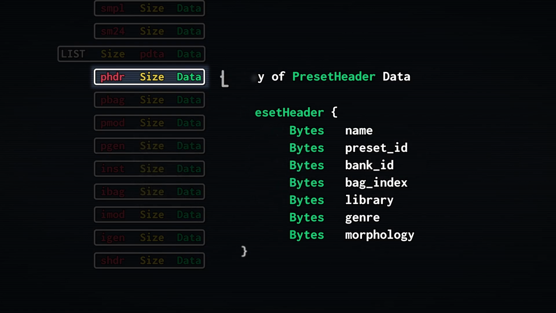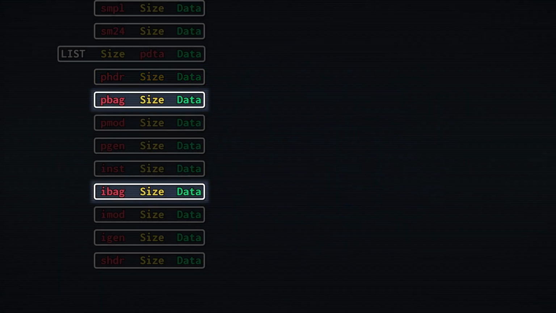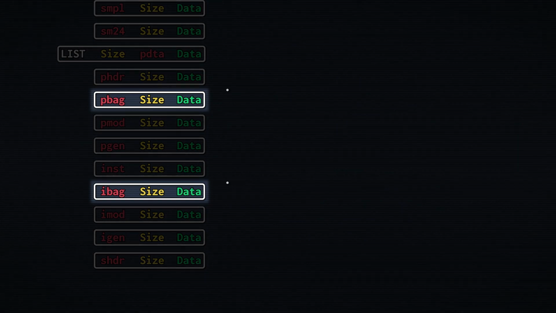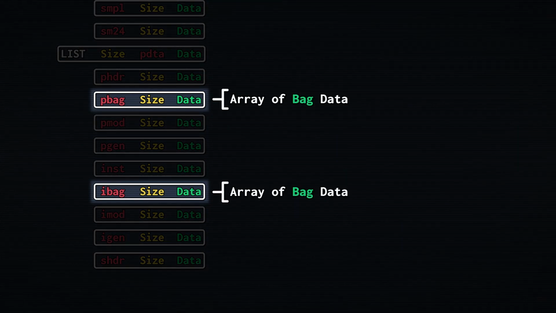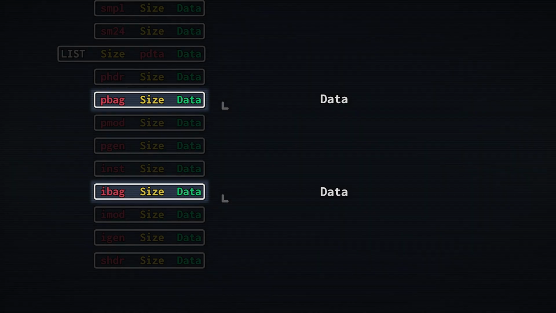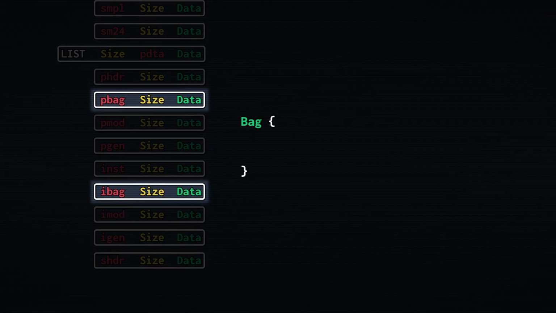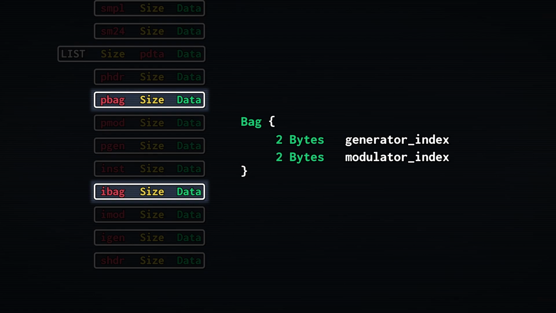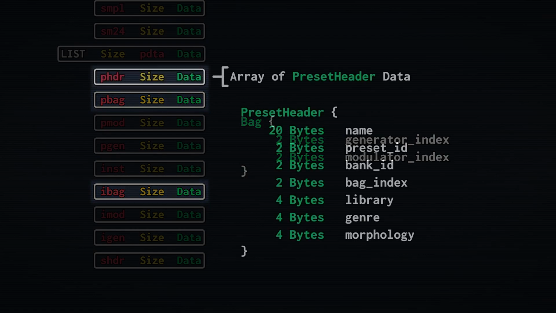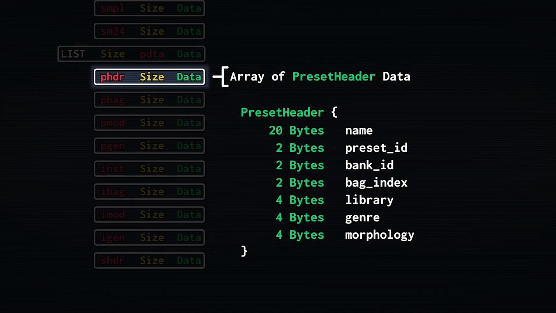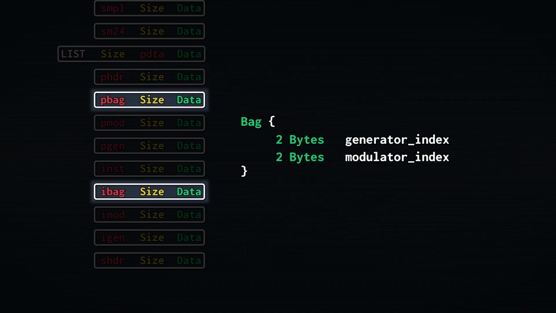Next are the subchunks called PBAG and IBAG. We'll talk about these together because they contain exactly the same kind of data, except one is for presets and one is for instruments. The 2 bag chunks just store an array each, where each entry is a bag. And here's what a bag looks like. The first 2 bytes are always the generator index, and the next 2 bytes the modulator index. Now remember how every preset header stored a bag index? This tells us where in the pbag array we can find the first bag for a given preset.